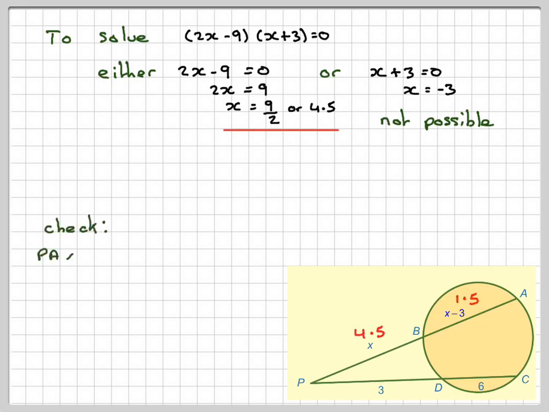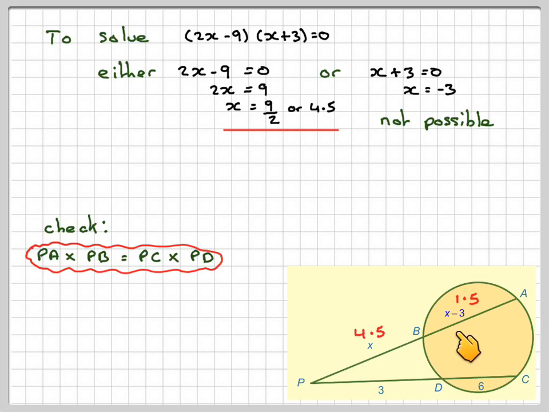But we can do a little check. PA times PB, so this will be 4.5, and this distance will be 1.5 because it's 4.5 minus 3. So altogether here we're going to have 6, because that's 4.5 plus 1.5, times PB, which is 4.5. That gives me 27. And then here we're going to have 9 times 3, which again is 27. So we got agreement here, so we know we haven't made a mistake. So the final answer is x is equal to 9 over 2 or 4.5.